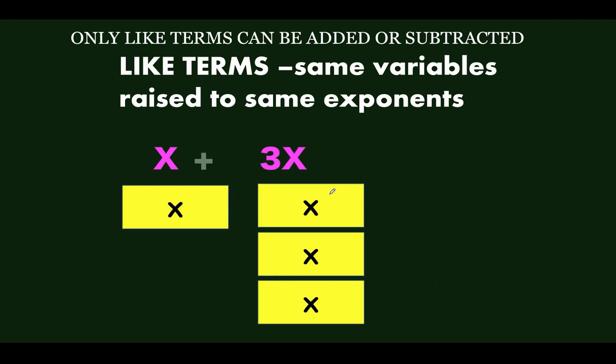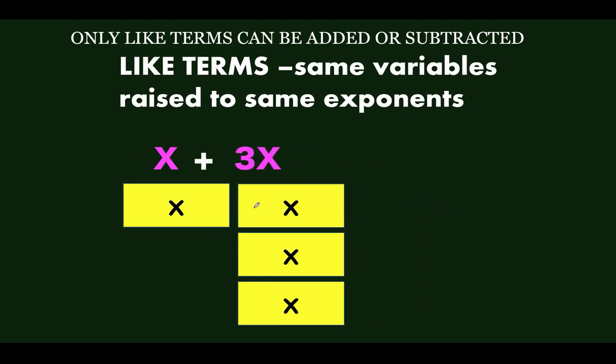And if you are going to add x plus 3x, we simply combine them and count how many of that kind there are all in all. In this case, there are 4 x's, and therefore you now say that x plus 3x is equal to 4x. That is what we mean by saying that only like terms can be combined.